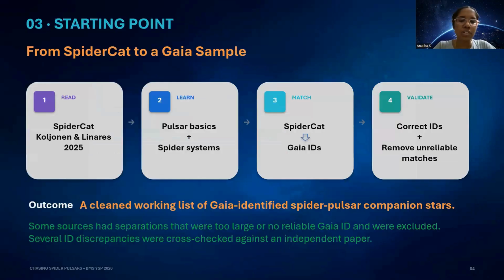Our starting point was SpiderCat, the dedicated catalog of spider pulsar systems. We first understood the pulsar and spider system information, then matched the spider systems with their Gaia IDs. And after a series of steps, we got a cleaned working list of Gaia identified companion stars.